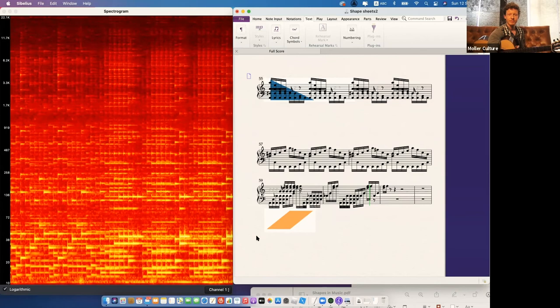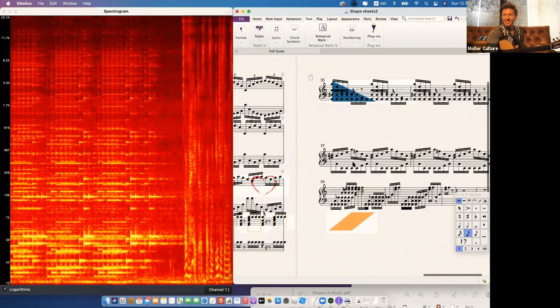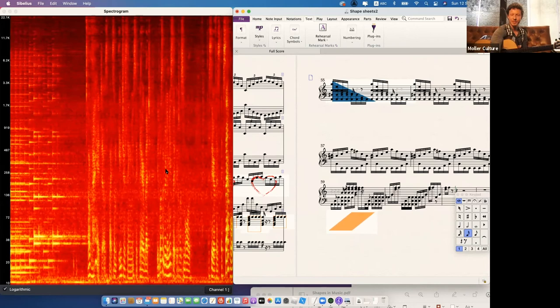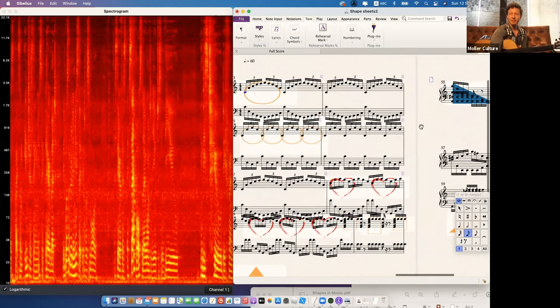All right, that was quite some interesting music there, but it wasn't really music. It was more a series of examples that I wanted you to sort of view in these two different windows, okay?